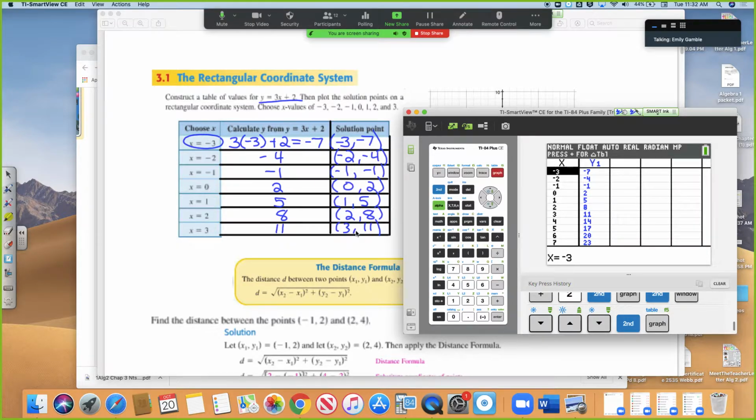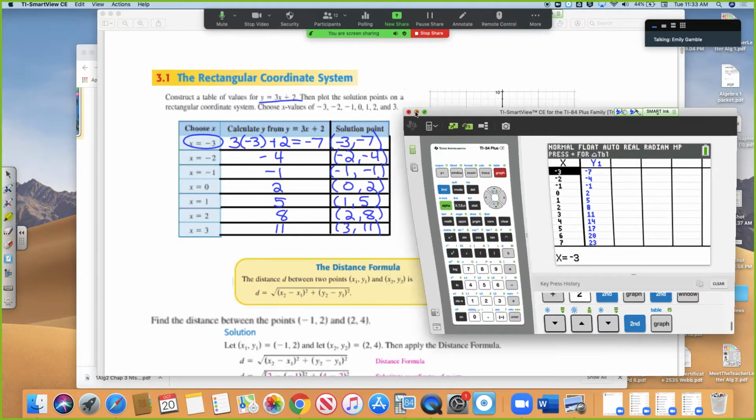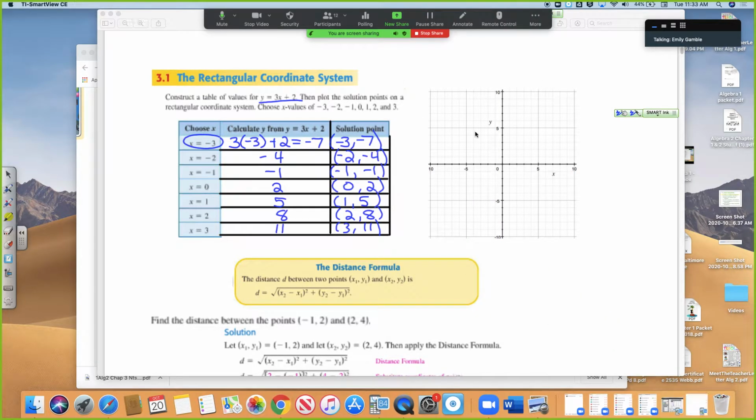Then, I'm not sure if I told you to do this or not, over here to the right, it wants us to graph these solution points. So now we're going to take some time to graph. I'm going to do it as well, but my board is a little bit off. It's not perfectly calibrated, so mine might not be perfect. But the first point I'm going to plot is -3, -7.